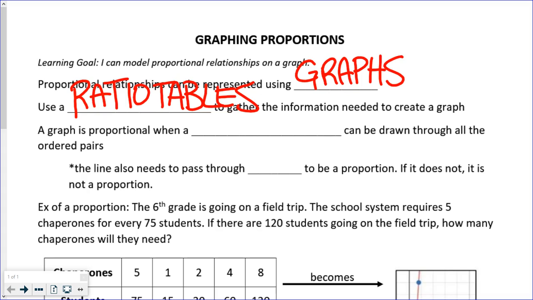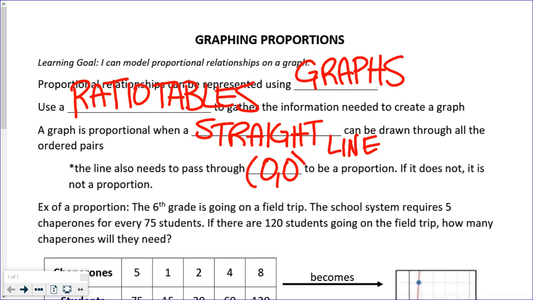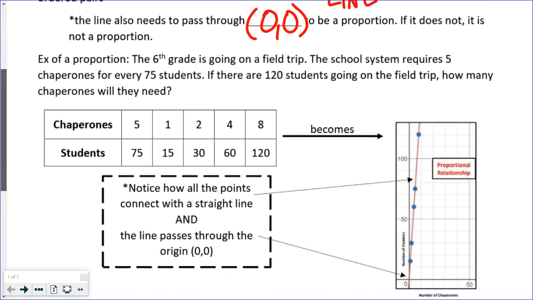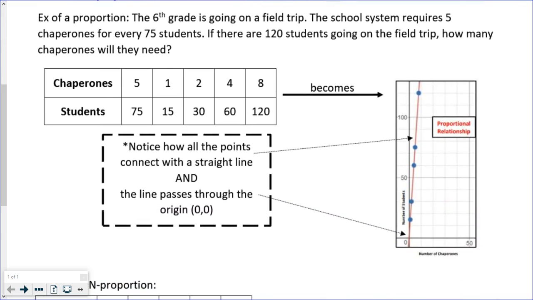So, a graph is proportional when a straight line can be drawn through all the points. When you can draw a straight line through all the points, all the ordered pairs, then it's proportional. Another thing about it, the line also needs to pass through 0, 0, the origin, to be a proportion. If it doesn't, it's not a proportion. So let's take a look at an example of a proportion together.